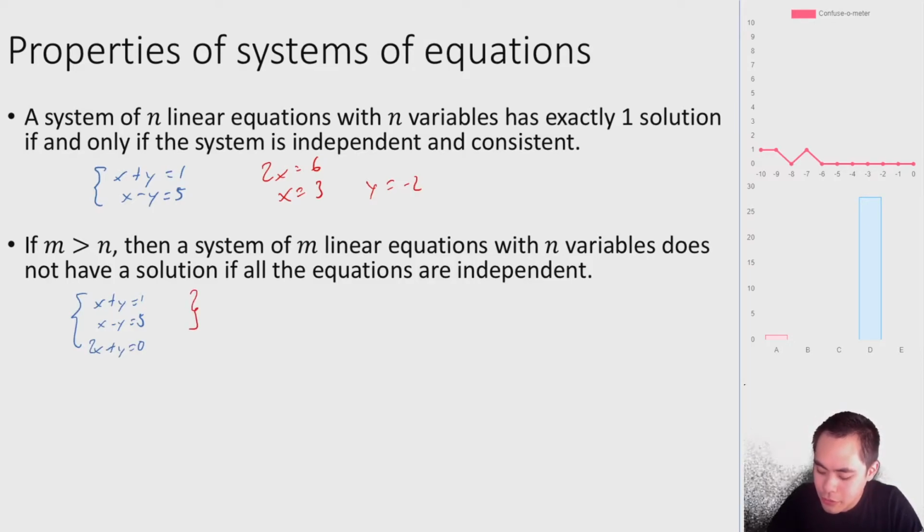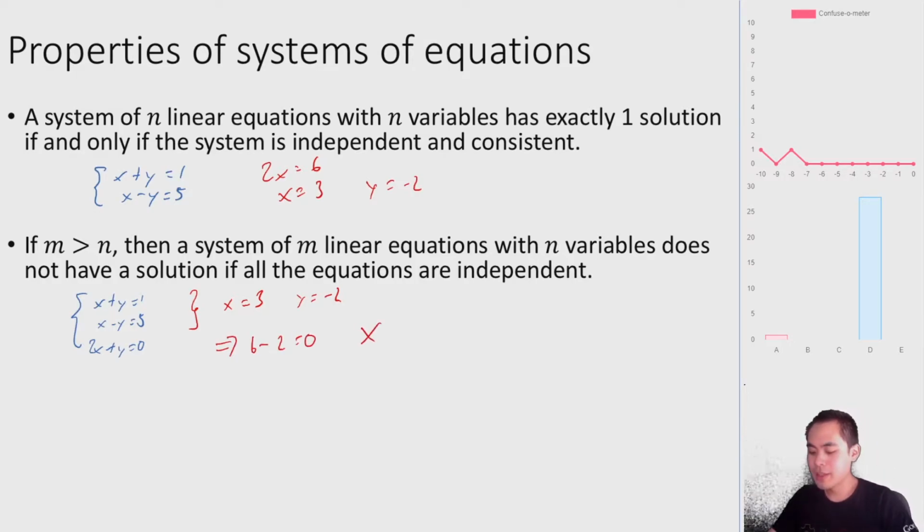But we know already that from the first two, you have x is equal to 3 and y is equal to minus 2. But then when you plug that into the last equation, that implies that 6 minus 2 is equal to 0, which is not true. And so this doesn't have a solution. So you have too many constraints and not enough degrees of freedom.